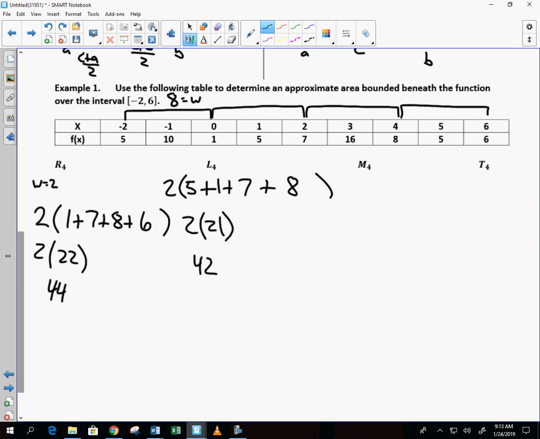Midpoint, where do you think I evaluate the height for the first interval? Yeah, in between -2 and 0, so I evaluate at -1. So the first height is 10. What's the second height? 5, then 16, then 5. And what I get is 2 times 10 plus 5 is 15, plus 21 is 36, so I get 72. Is that right?